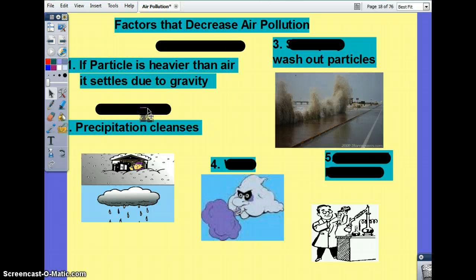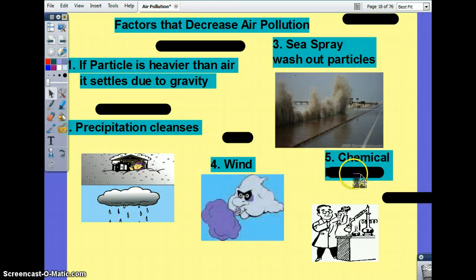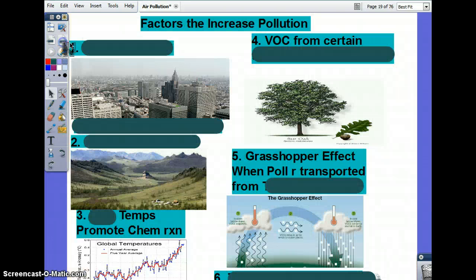Any type of precipitation will dilute particles or cleanse them or move them away. Sea spray can wash out particles. Wind will wash out particles or dilute or decrease the pollution in a specific area. And chemical reactions, remember that all these pollutants are going to react with each other and hopefully break down or break apart.